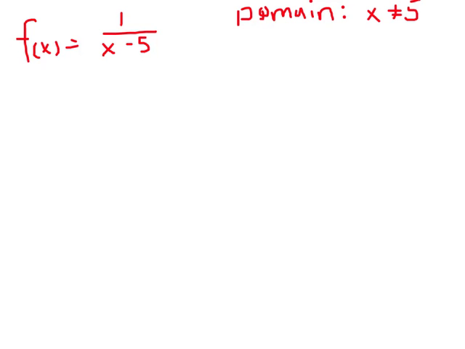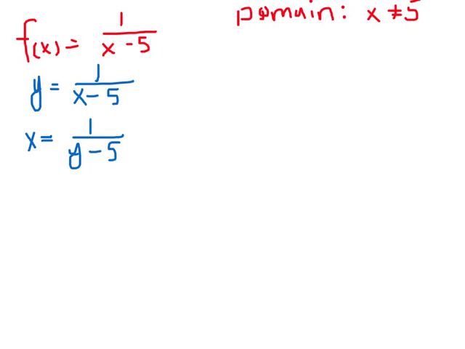Alright, so let's go and solve for the inverse here. So we switch our f of x with our y, just for notation. And now, to solve for the inverse, we have our x values switched with our y values, and our y values switched with our x values. So every x becomes a y, and every y becomes an x.